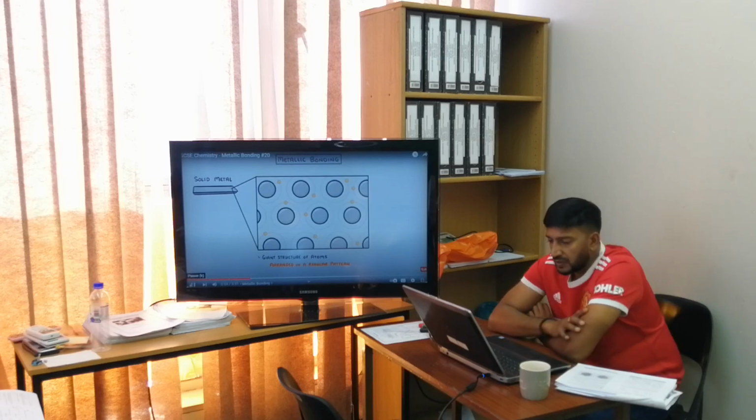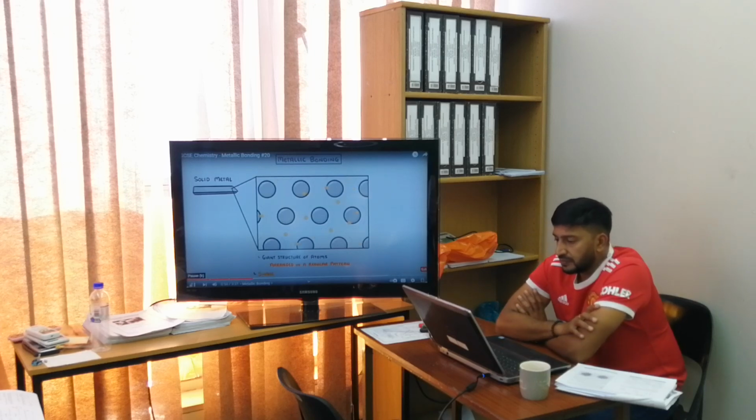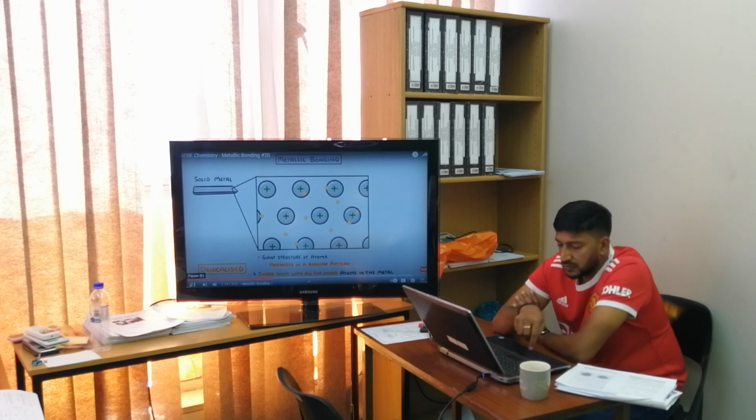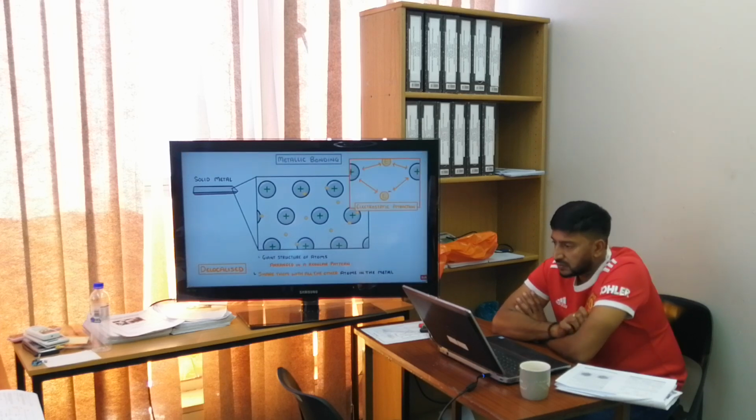Actually, the atoms give up these outer shell electrons and share them with all the other atoms in the metal. This means that the atoms will all become positive ions because they've lost negative electrons. And because those electrons are now free to move about, we call them delocalized electrons. So there will now be loads of strong electrostatic attraction between the positive ions and the negative electrons. It's these forces of attraction which hold everything together in a regular structure. So we call this metallic bonding.